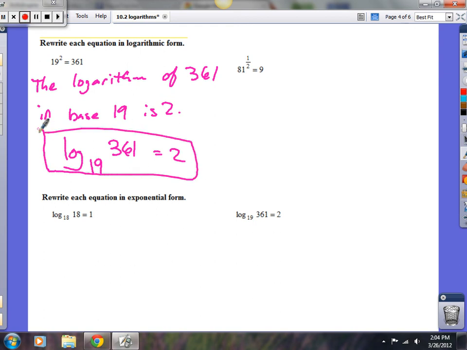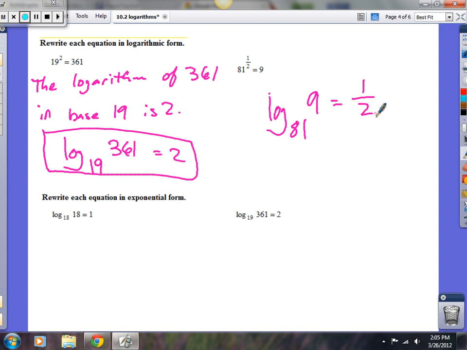Alright. Katie, give me this one. 81 to the 1/2 equals 9. How do you write it with mathematical shorthand? Log of, well, the log of 9. Where does the 81 go? The little subscript. So the log of 9 with the base of 81 is 1/2.